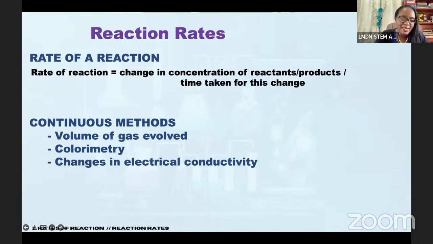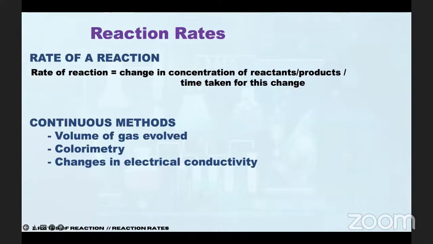And then finally, I guess one of the other main examples that they want you to cover for CAPE is the changes in electrical conductivity that can take place in a system. And then what do we mean by electrical conductivity? Do you remember what that relates to? Electrical conductivity, what does that relate to?